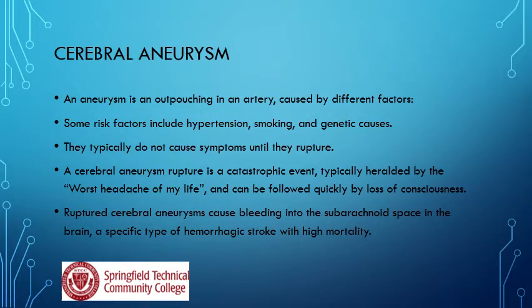So to start with, we're going to talk about cerebral aneurysm. And in general, an aneurysm is an outpouching in an artery. This can be caused by many different factors. Some of them are hereditary. Some risk factors include hypertension, smoking, other genetic causes. Typically, aneurysms are not symptomatic until they rupture, so this makes them a rather dangerous pathology.